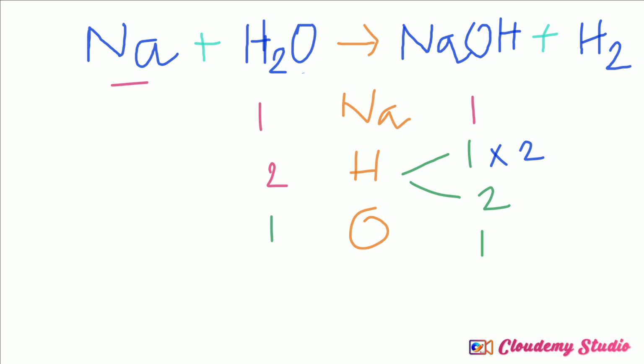So now, total how many atoms are there at the product side? After the multiplication, hydrogen tends to 4 atoms at the right hand side. But how many atoms are there at the left hand side? Hydrogen, only 2 atoms. Therefore, what we need to do is multiply these 2 atoms by 2. Then only we will get 4.